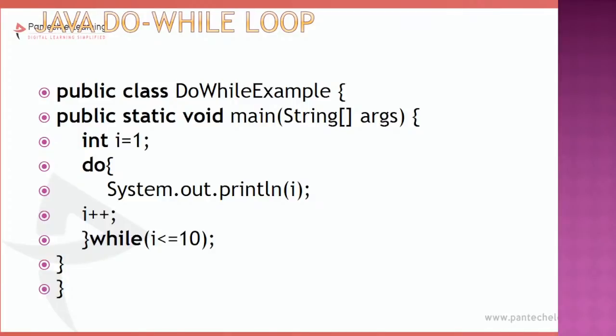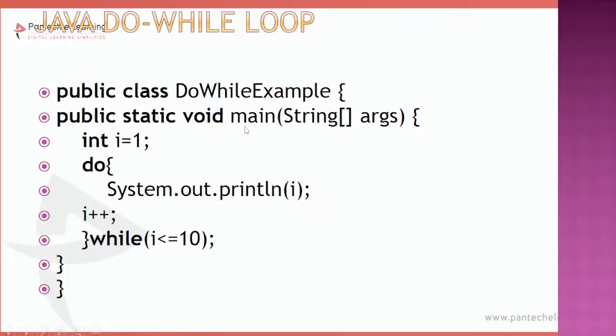So this is one simple example of a do while loop. First, the program execution. I have to give the class name. I am just giving this as DoWhileExample. If I want to create a for loop or a while loop, whichever type of loop I want to create, I have to give the corresponding class name. Say for example, I am giving DoWhileExample.